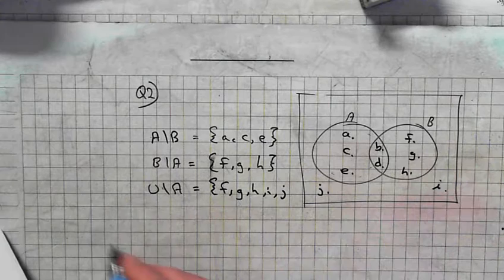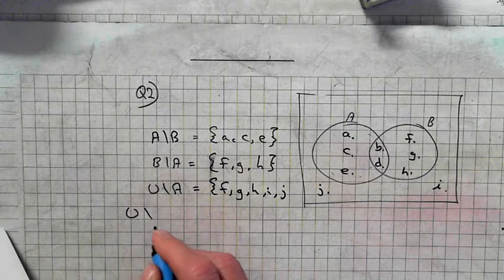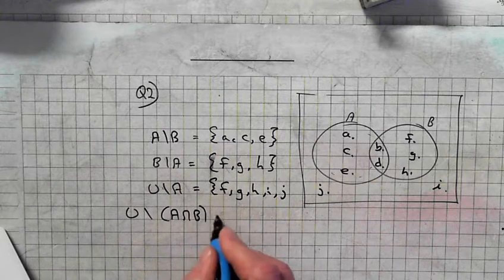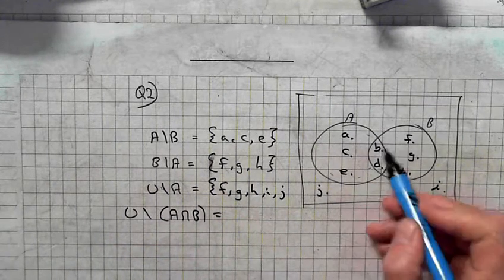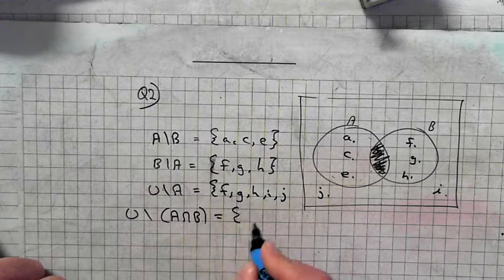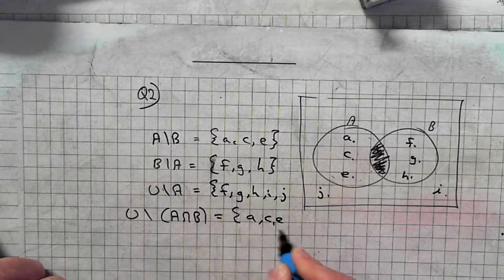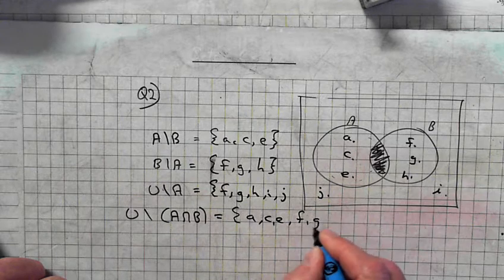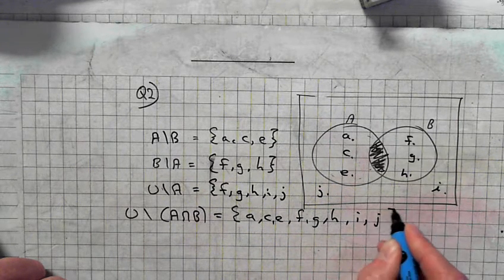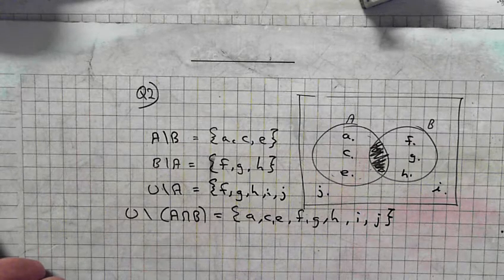The next one. The universe, everything, but I don't want A intersection B. Everything, but I don't want that bit there. A, C, E, F, G, H, J, I. F, G, H, I, and J. Okay? Handy enough? Yeah? So far?